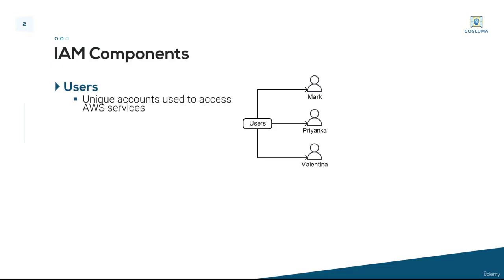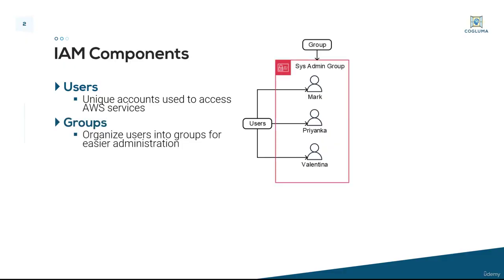All right, so we're going to start by reviewing the IAM components one more time. So first we have users. Users are unique accounts that are used to access AWS services. These are typically going to be assigned to each individual person that needs to access the AWS environment. Next we have groups. So groups are exactly what they sound like. They organize users into groups for easier administration.